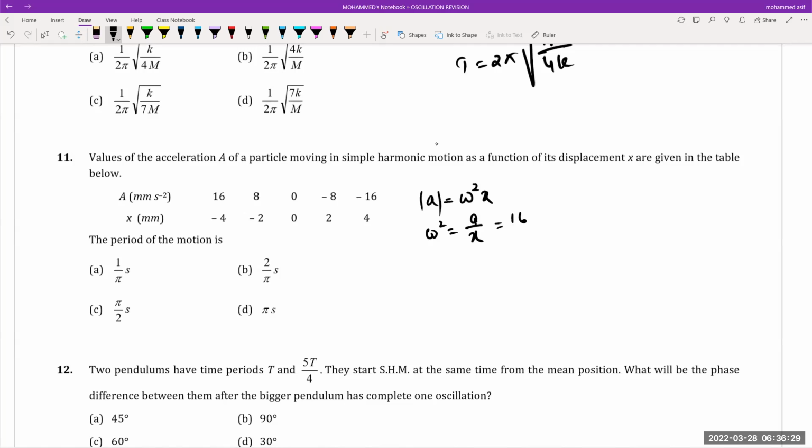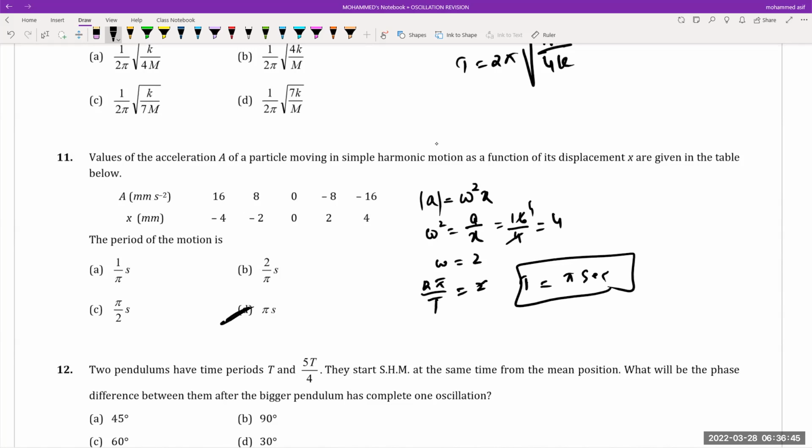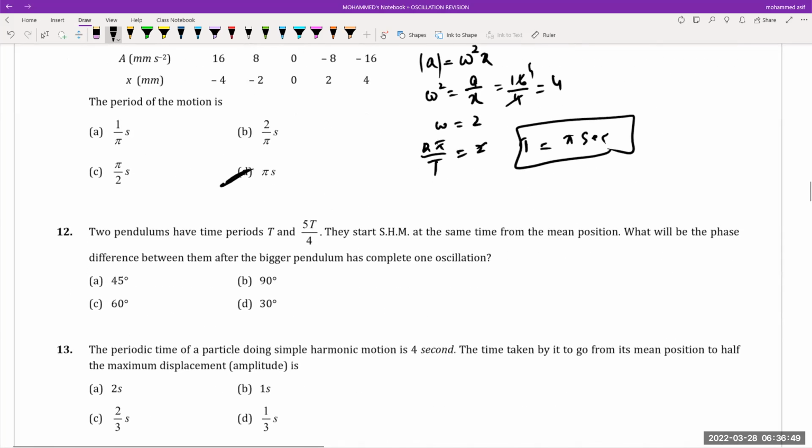Take acceleration in the first one as 16, and x as 4. So this will become 4, meaning omega becomes 2. Omega is 2 pi by capital T, which is 2. The 2 gets cancelled, so T is equal to 5 seconds. Similarly, write 8 by 2 and keep going with the other values, and get the answer.